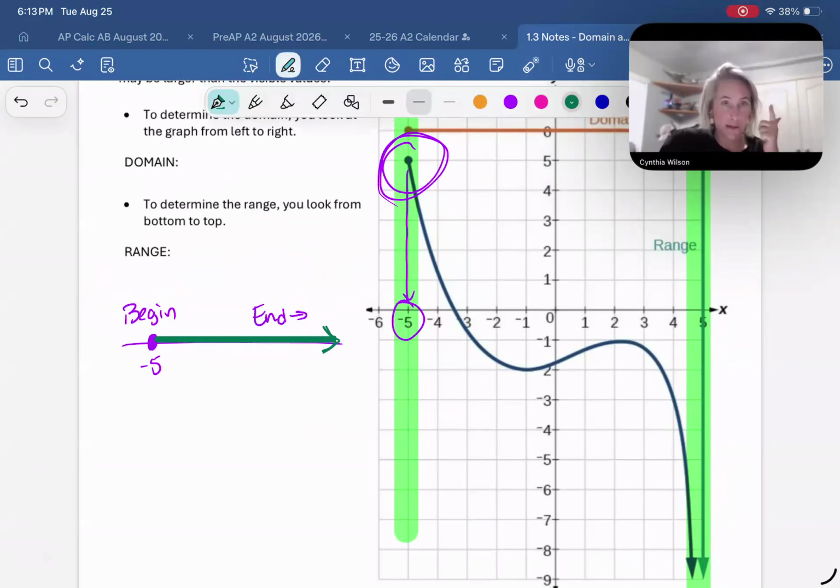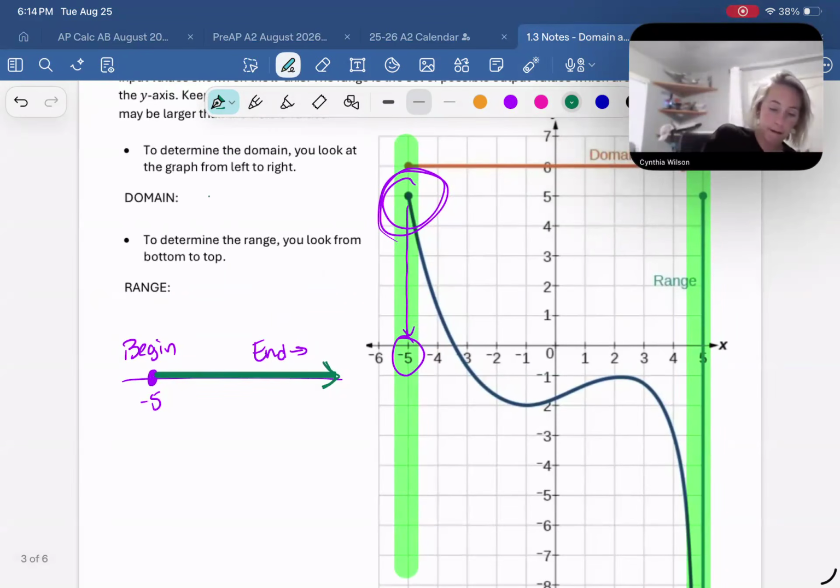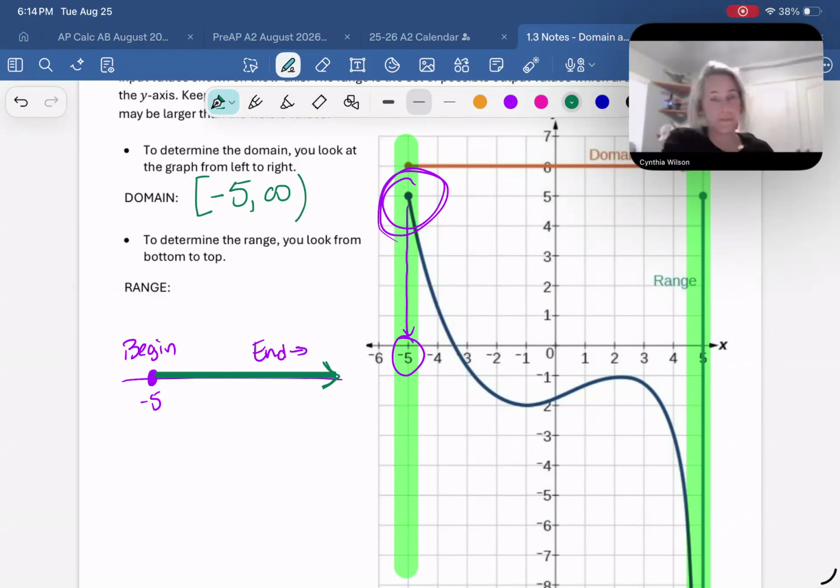And so when I think of that number line, I can say my domain begins at -5. And since it's ending with a right arrow, I'm ending at an infinity. And -5 gets a bracket because it was closed. And all infinity signs get a parentheses.